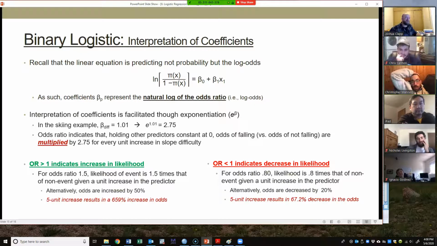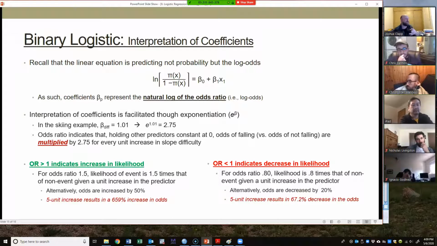Because oftentimes if I say the likelihood of something is 0.8 times that of the non-event, that's kind of a weird way to say it. I mean, I can talk about it, and that's perfectly fine, right? But the odds of something happening 0.8 times is kind of a weird way to say it. And so instead what I can do is take 1 minus that odds ratio and say, what I'm seeing here is a 20% decrease in the odds, right?